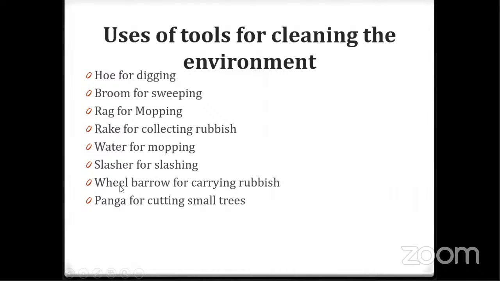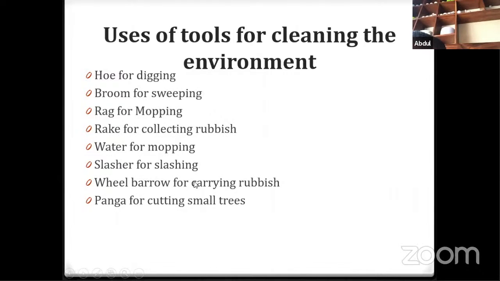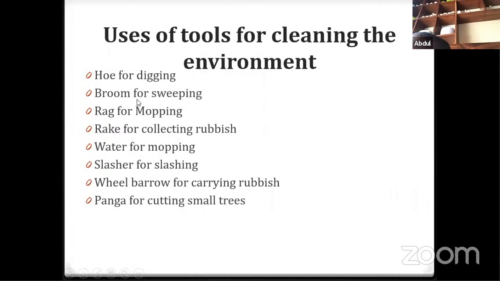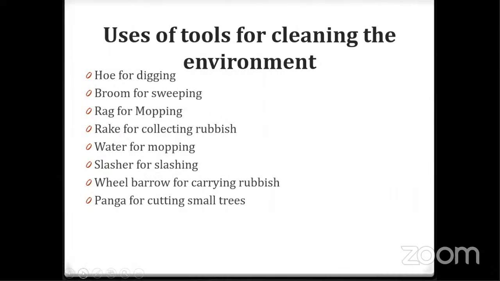A wheelbarrow is used for carrying rubbish. What is the use of a rag? Abdul, what is the use of a rag? It is used for mopping. Mopping. As simple as that. So that is what we wanted to talk about today.